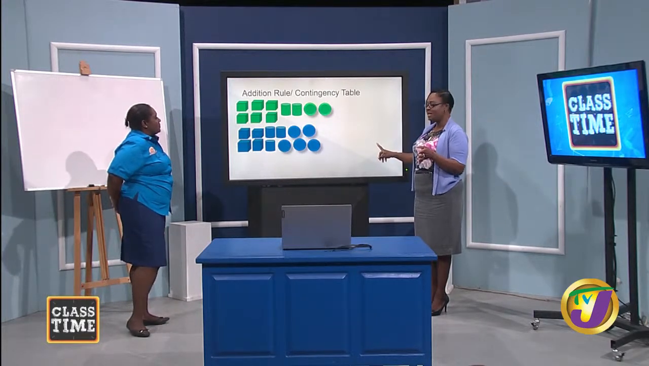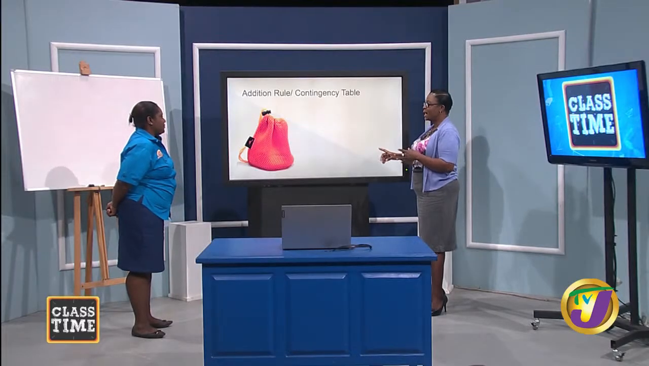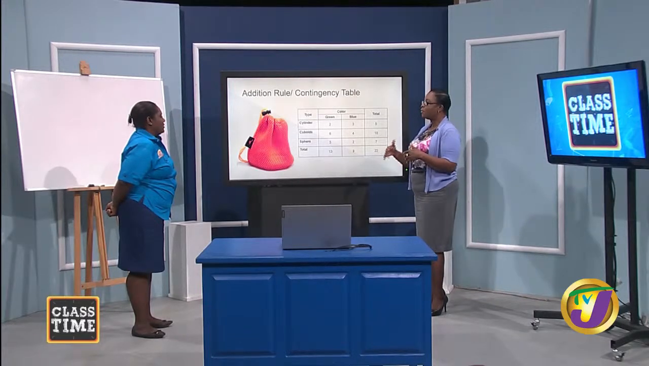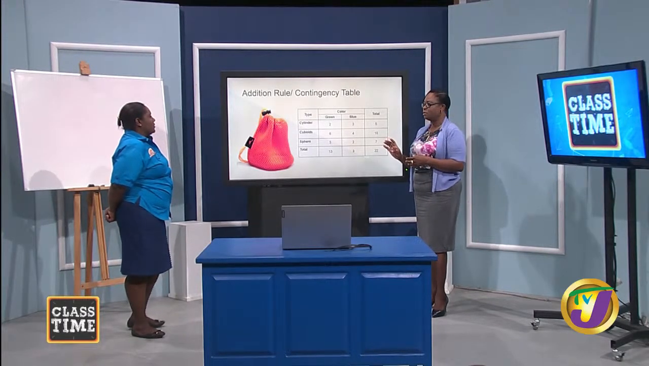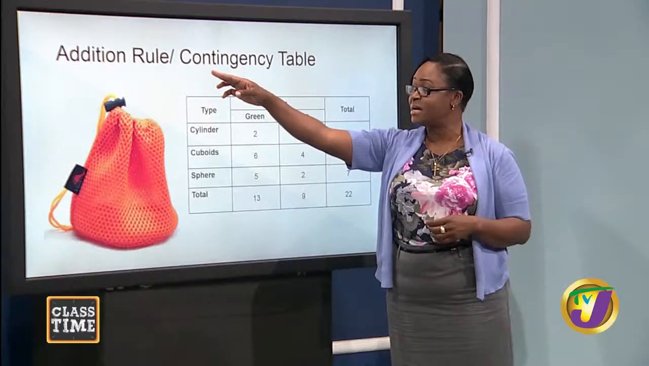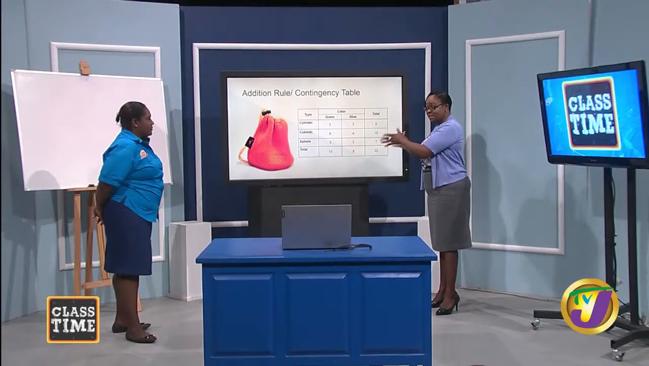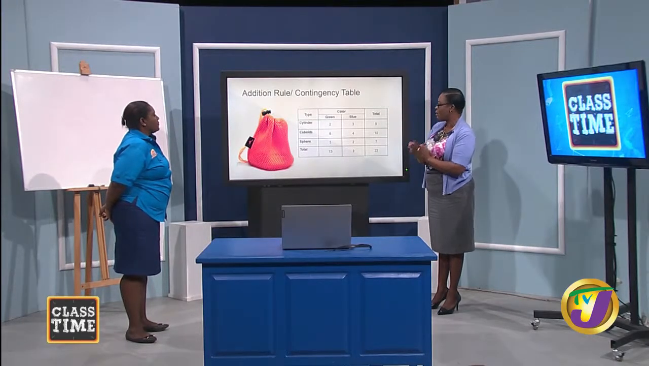Good? So we said that we had two separate colored solids placed in a bag. The solids were spheres and cylinders and cuboids. We placed them in the bag and we have put the information on a contingency table for clarity. And we are now going to use the contingency table to help us to explore and understand this whole idea of addition rule, as it relates to this specific information. Okay, so we're all caught up.